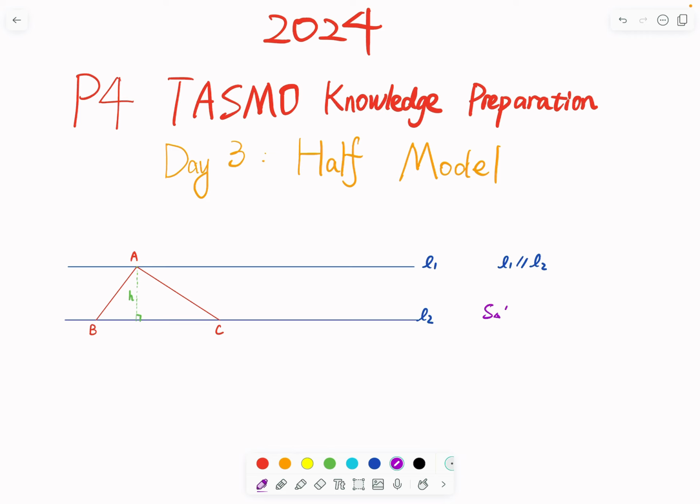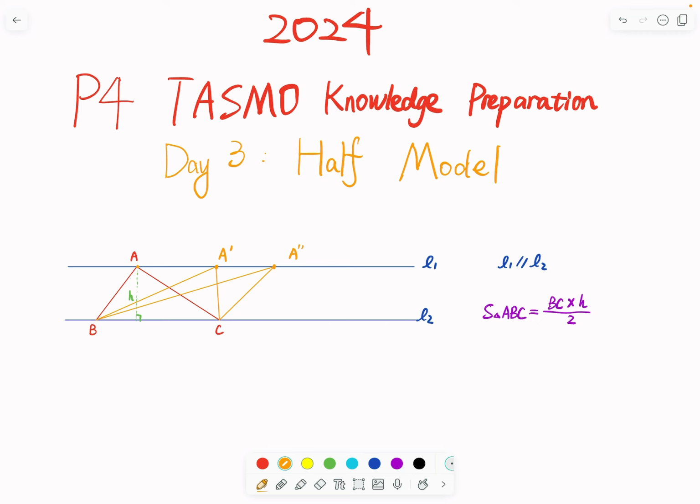The area of triangle ABC should be the base times height, divided by 2. It should become BC times small h over 2. So this is the triangle ABC's area. Now let's do some change, okay? If I move this point A to this point, let's name it A prime, and I connect B, A prime, and A prime C. Maybe I can move further to this place, A prime prime, and connect BC, B A prime prime and A prime prime C.